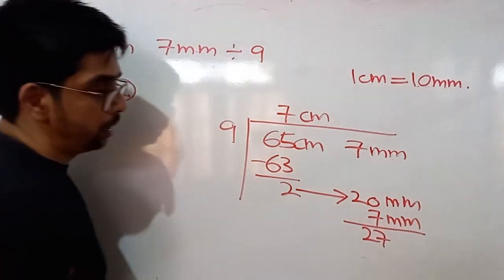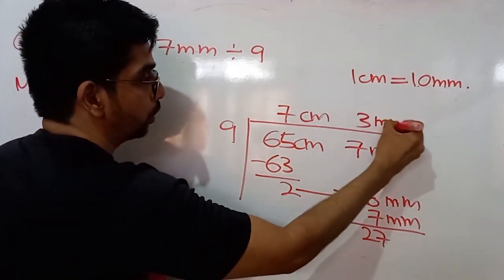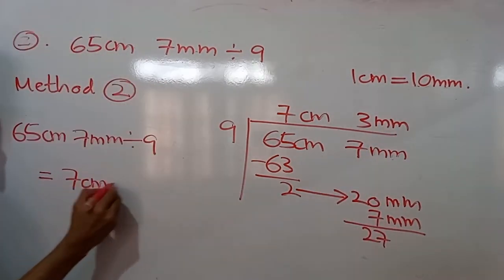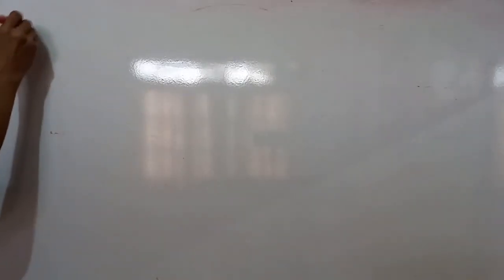27 millimeters. So how many 9's are there in 27? Right? So the answer is what? 7 centimeters and 3 millimeters. Right. So this is example number 3.